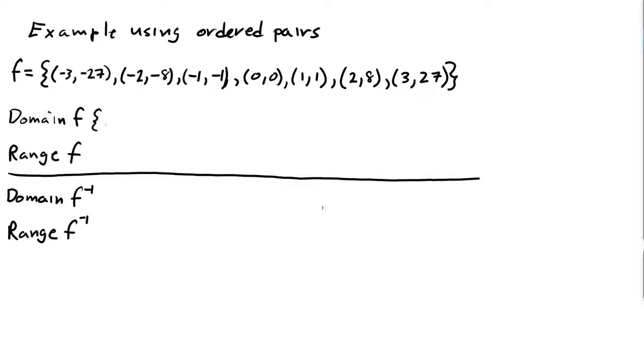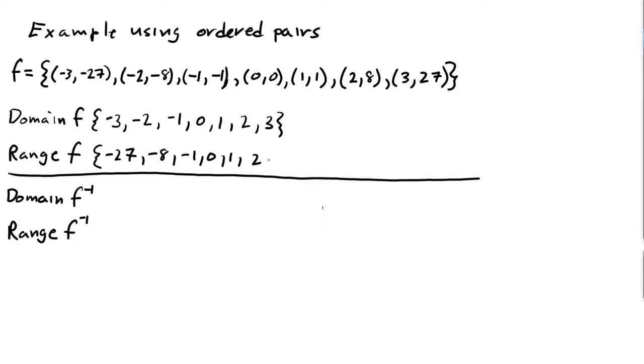So I can write out the domain of f. Again, the domain variable is x. So my domain for f are all the x coordinates, like that. And the range for f are all the y coordinates. No, that's not 25, is it? That is 27. Did it again. 8, 27. Okay.